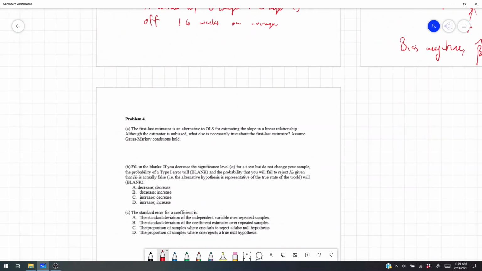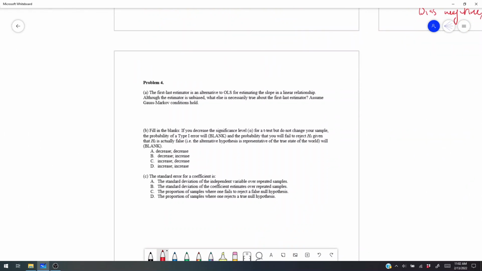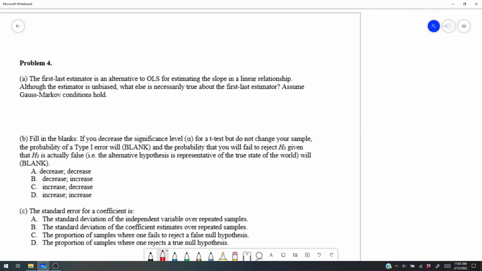The first last estimator is an alternative to OLS for estimating the slope in a linear relationship. Now, the first last estimator is hilarious, but it's not necessarily a good estimator. Although the estimator is unbiased, you remember the simulation exercise from class. It was very funny. What else is necessarily true about the first last estimator?